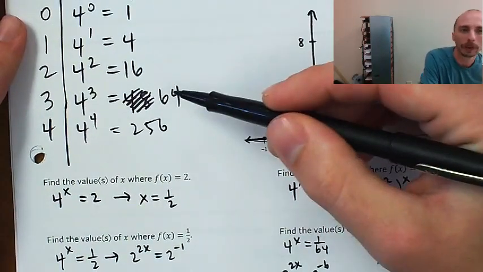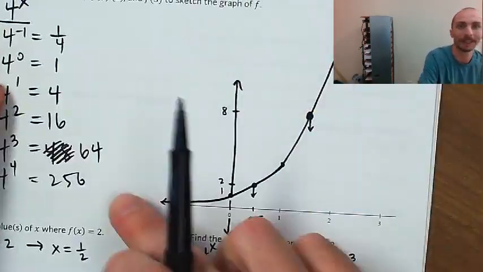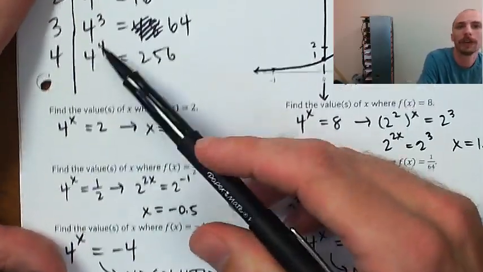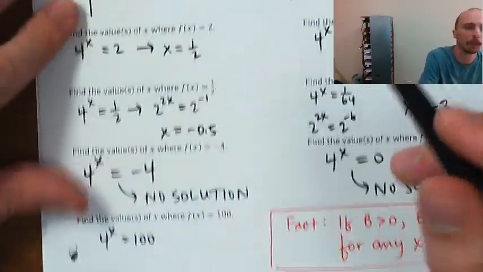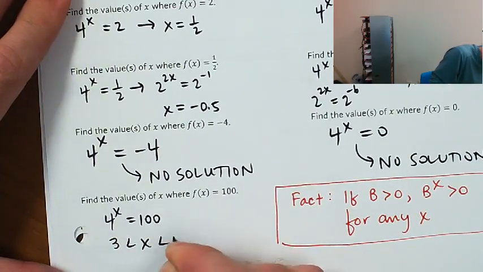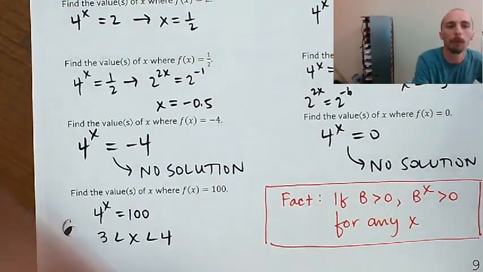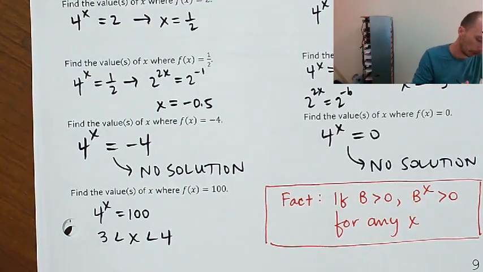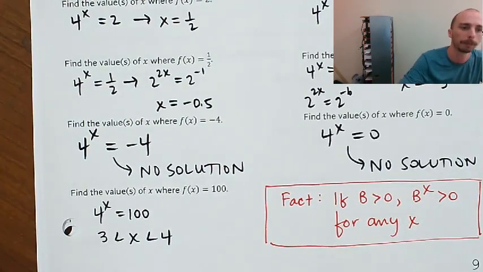Okay. So 100 being between 64 and 256 on this increasing function is going to come at an x value that's between 3 and 4. Okay, so x is between 3 and 4, but we don't know much else at this point. We're going to need the logarithm tool to be able to figure that out.